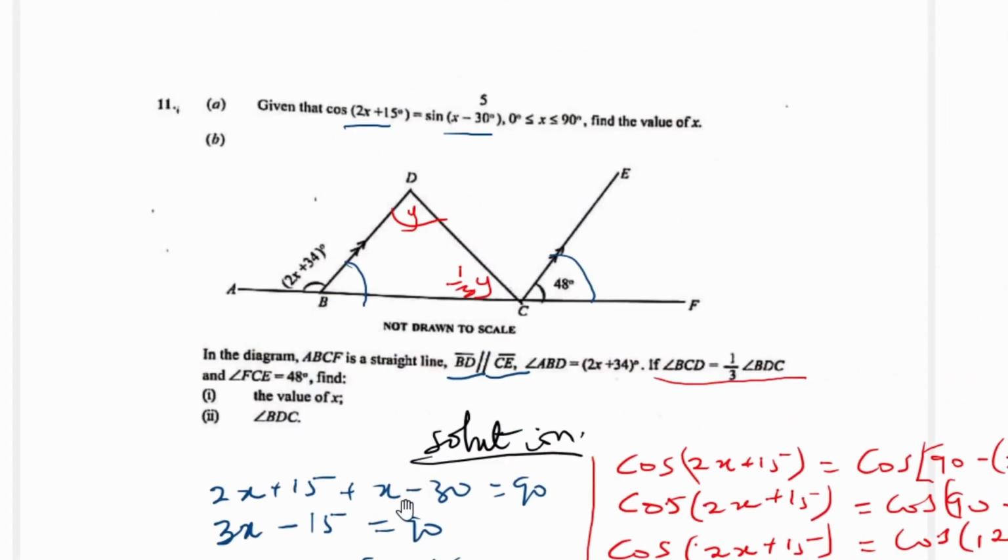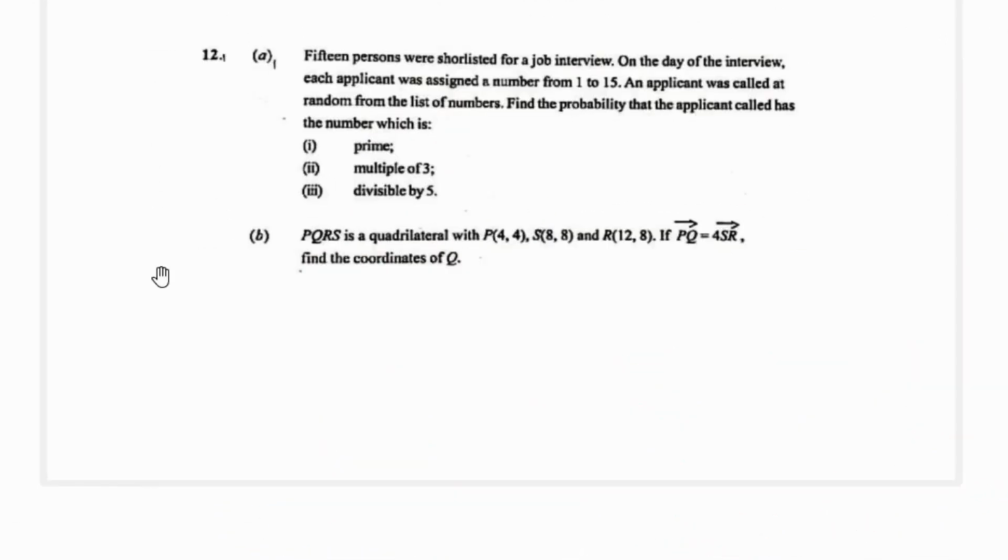Let's get to question 12. Question 12 says that 15 persons were shortlisted for the job interview. On the day of the interview, each applicant was assigned a number from 1 to 15. An applicant was called at random from the list of numbers. Find the probability that the applicant called has the number which is prime, that is I, then II multiple of 3, III divisible by 5.